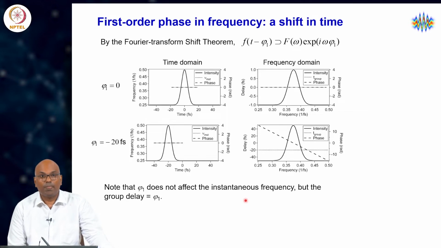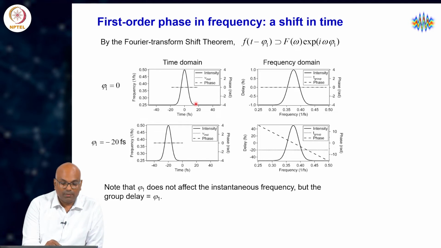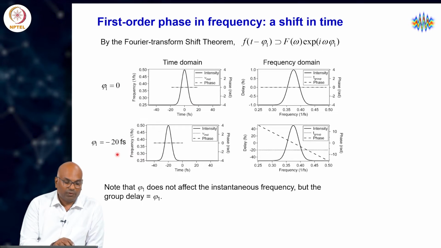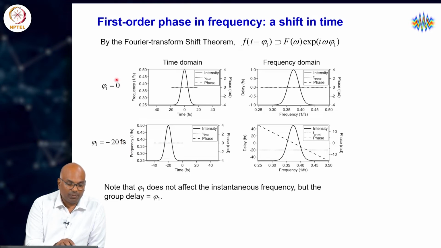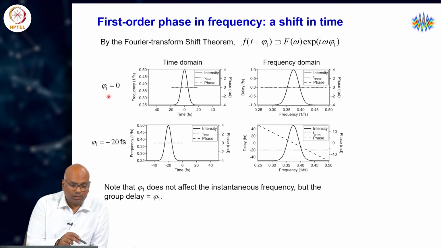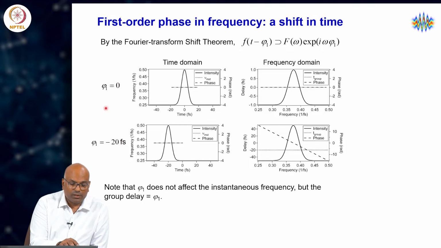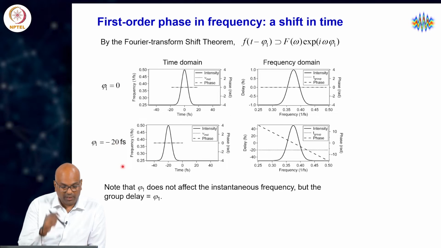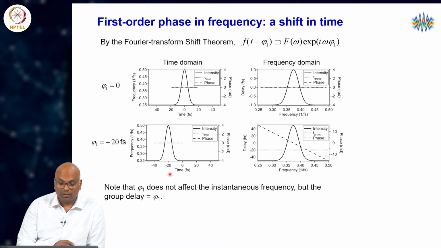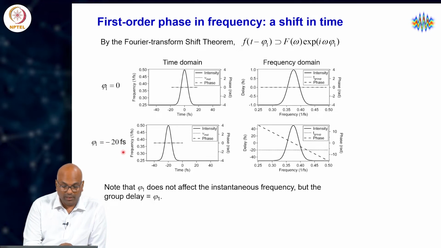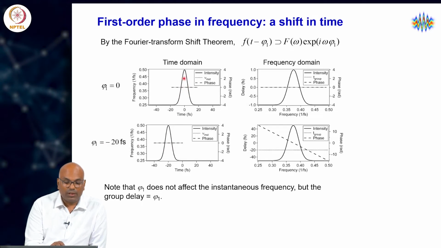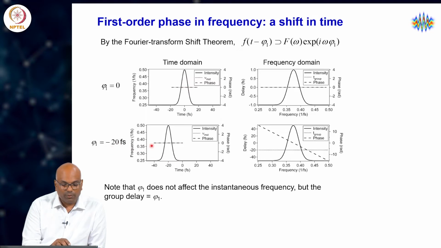But then the game begins with considering the first order phase in frequency. The first order phase in frequency being non-zero, or having a finite value such as minus 20 femtoseconds over here. Essentially, the difference between a scenario of 0 and minus 20 is the fact that, true to its name, the group delay, this group of waves is delayed with respect to the phi 1 equal to 0 group by an amount minus 20 femtoseconds.